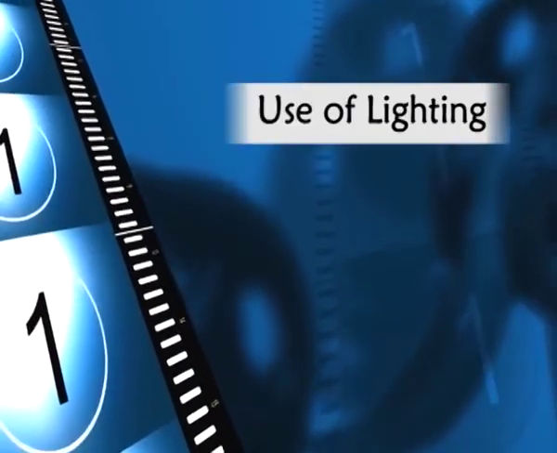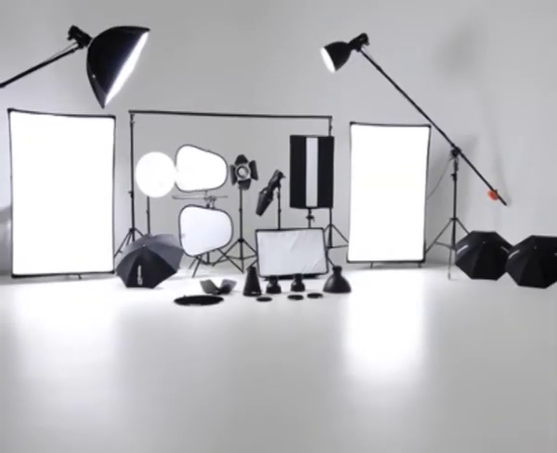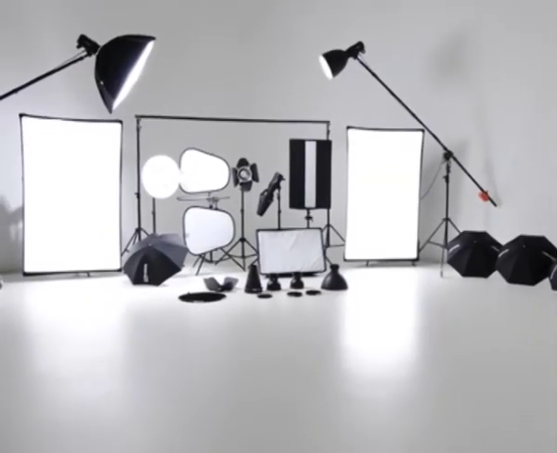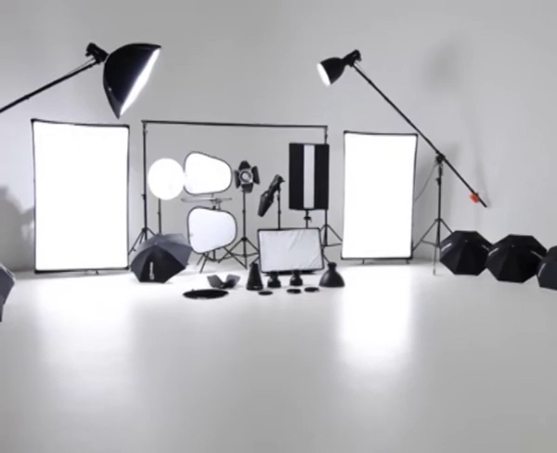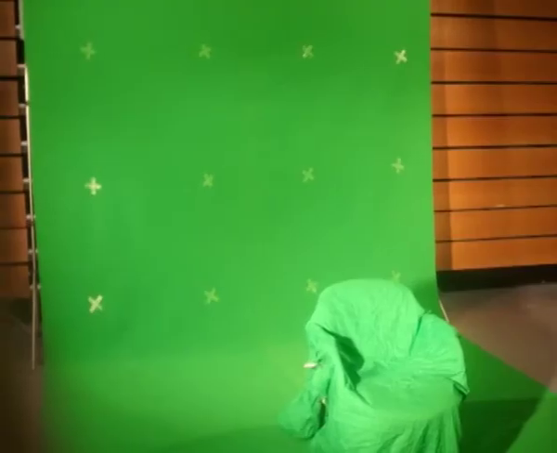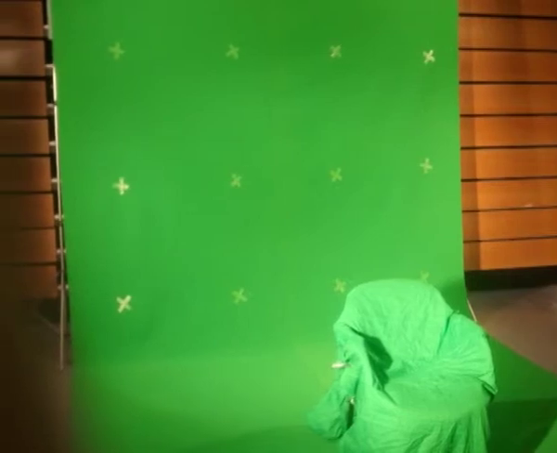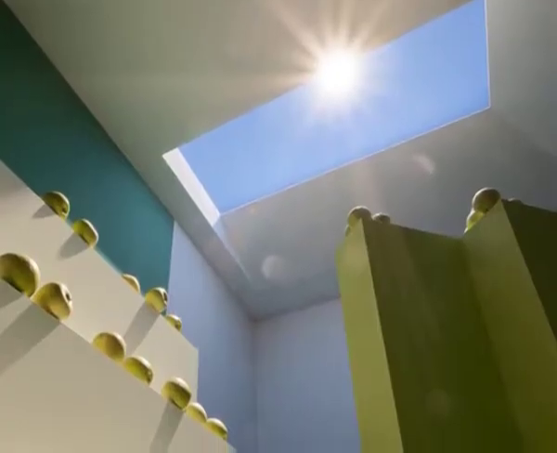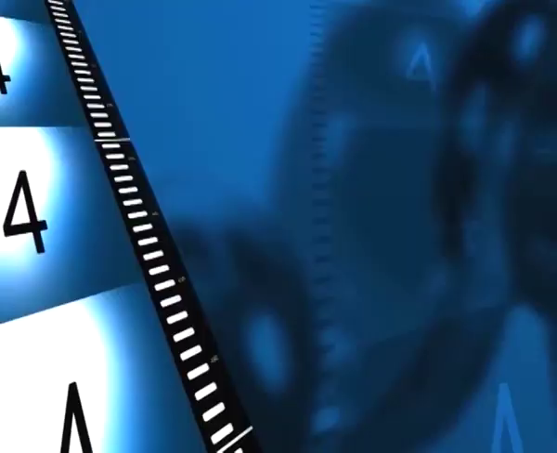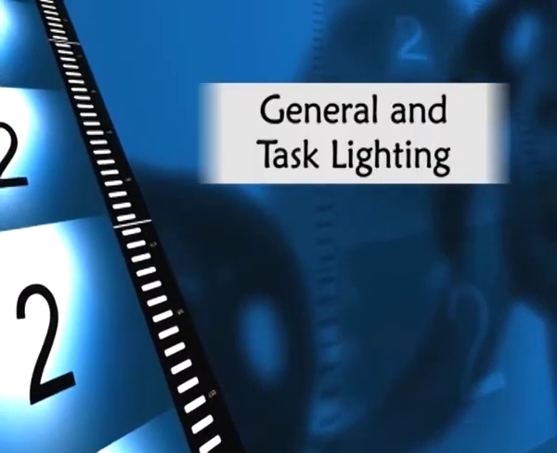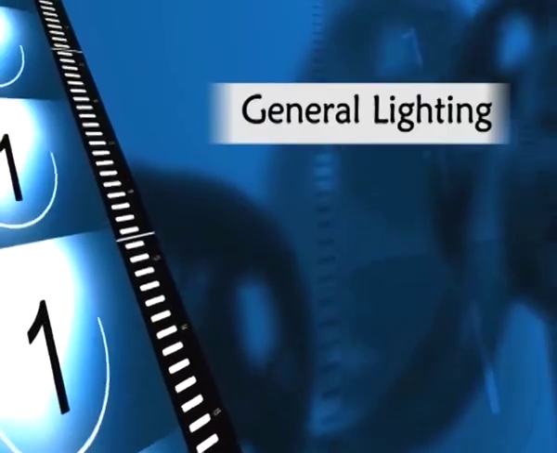Use of lighting. Good lighting needs to be bright enough to allow you to perform required tasks, provide even light across the area to prevent shadows, and be free from direct or indirect glare. General and task lighting. There are two types of lighting to consider, general and task lighting. First, we will see general lighting.